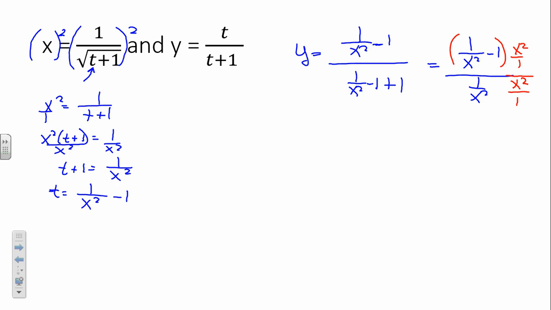All right, so y is now going to be equal to 1 when we take the x squared times 1 over x squared, and a minus x squared, and this guy all disappears. So that's not so bad. Okay. And then if we were asked to, we could graph it.